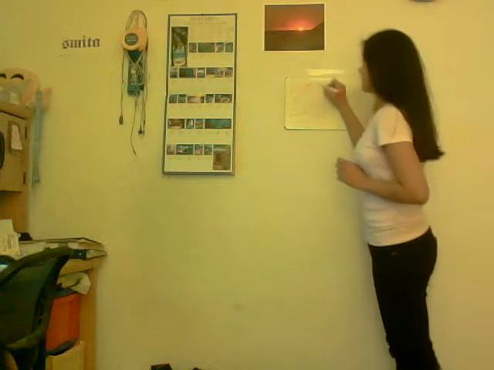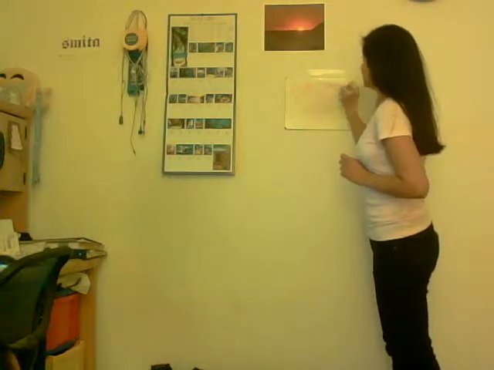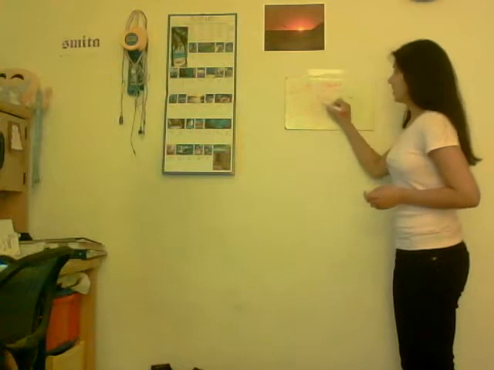Okay? The second kind of triangle is an obtuse triangle. In an obtuse triangle, one of the angles is greater than 90 degrees. Like in this triangle that I've drawn here. This angle is greater than 90 degrees.